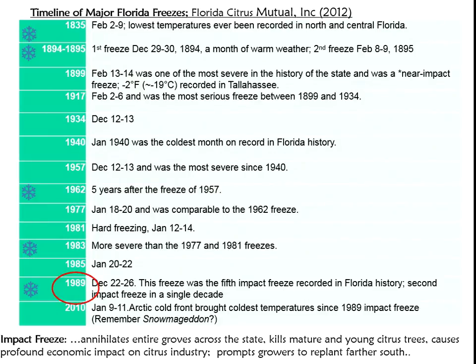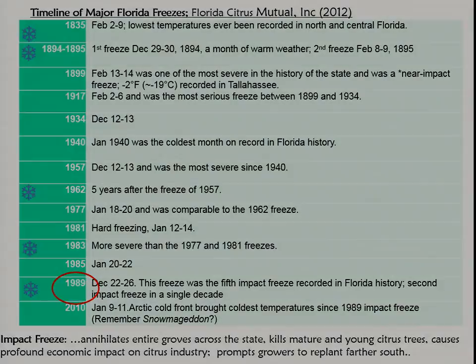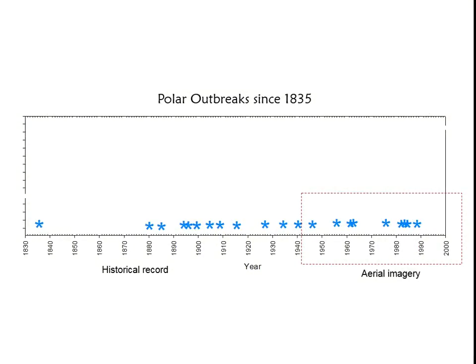And if you plot these out, this is the timeline where those freezes are from 1835 to close to the present. And for the period that Wilfred did with all the satellite historical photographs, it's 70 years.